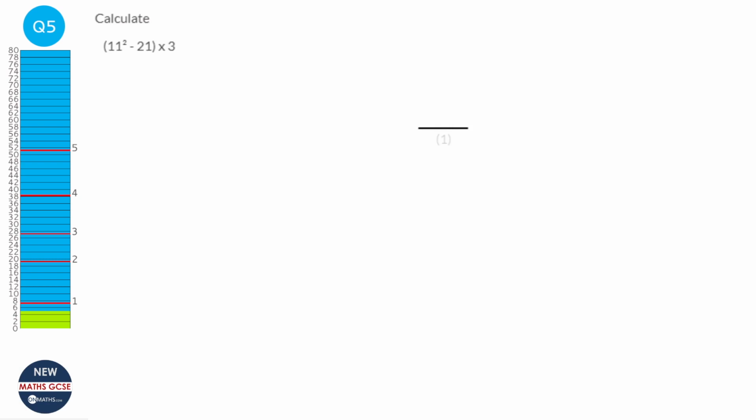For this question, we're going to have to remember BIDMAS or BODMAS. So we're going to first of all look and see if we've got any brackets. Well, we do. We've got the 11 squared minus 21 in brackets, so we're going to be looking at that bit first. Inside the brackets, though, we don't have any brackets, but we do have an indice. We've got that 11 squared, so we're going to deal with that first. So 11 squared is 121.